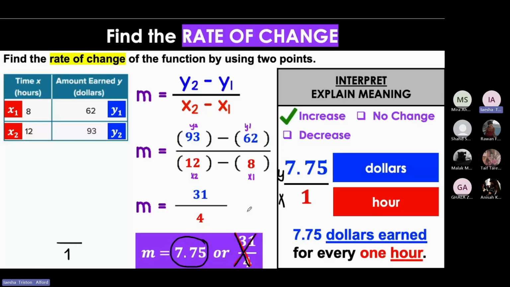Something like this. This is the question they're going to ask you to explain. If you do not explain, you're going to lose at least 2 marks. So you have to explain. Is it increase, decrease, no change? And what is the meaning of the numbers? And if you can write the sentence. So 3 parts to get full mark.